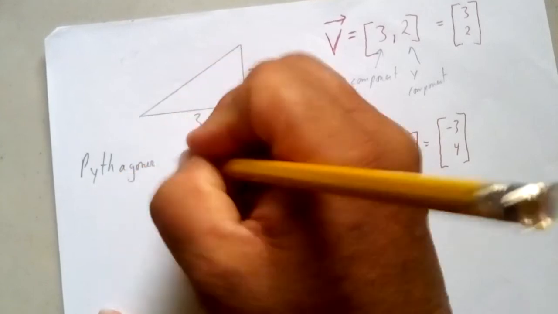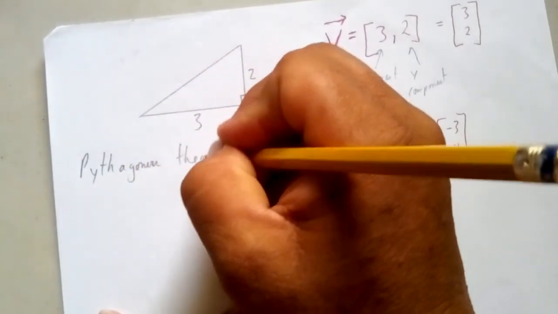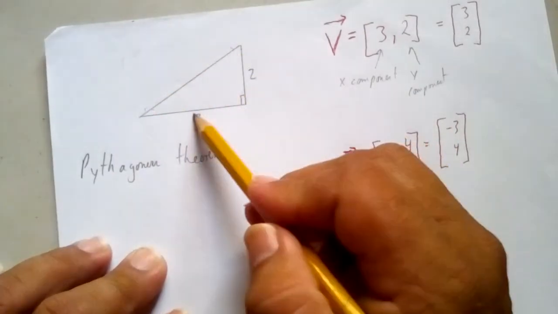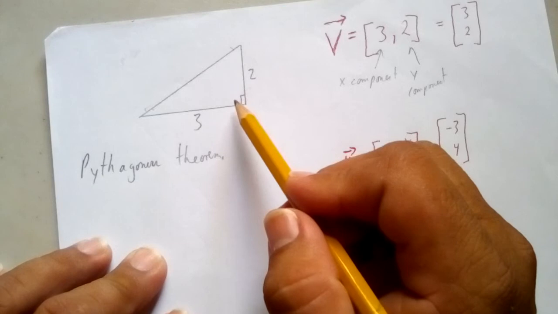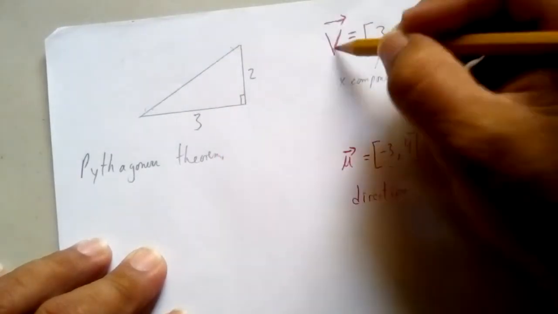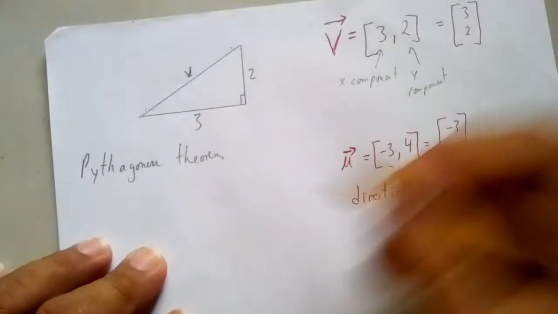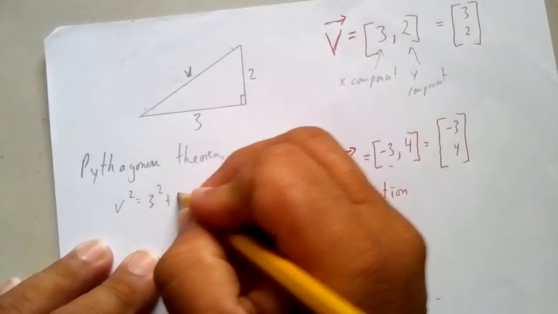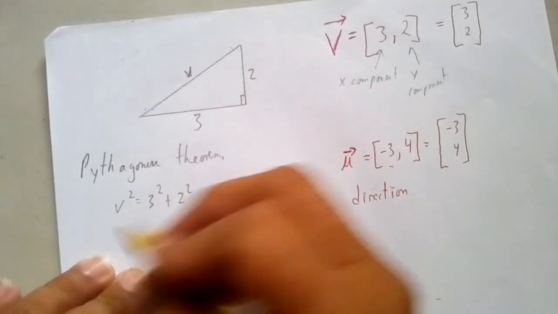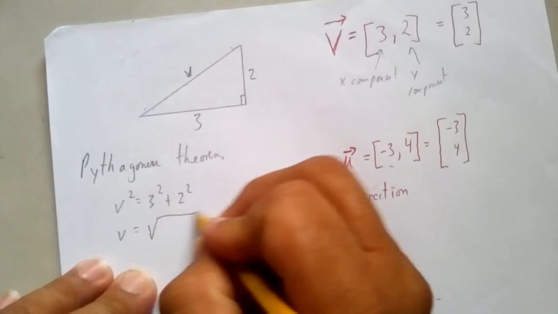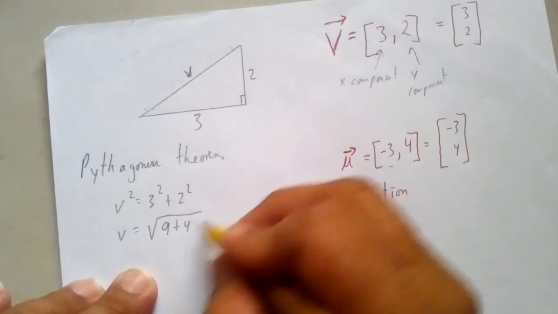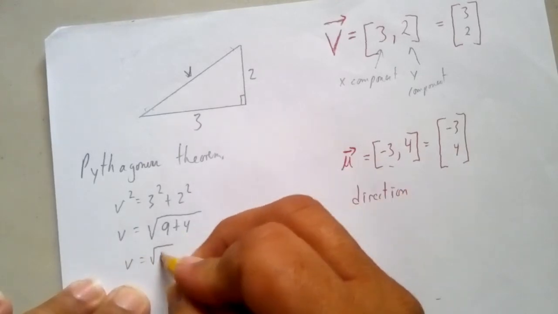Pythagoras theorem. It says that the square of the hypotenuse is equal to the sum of the other two sides squared. So let's call this v for the vector, and I'm going to put that v squared is equal to 3 squared plus 2 squared, because that's Pythagoras' theorem. So therefore v is equal to the square root of 9 plus 4. All right, and this now gives me the vector is equal to the square root of 13.